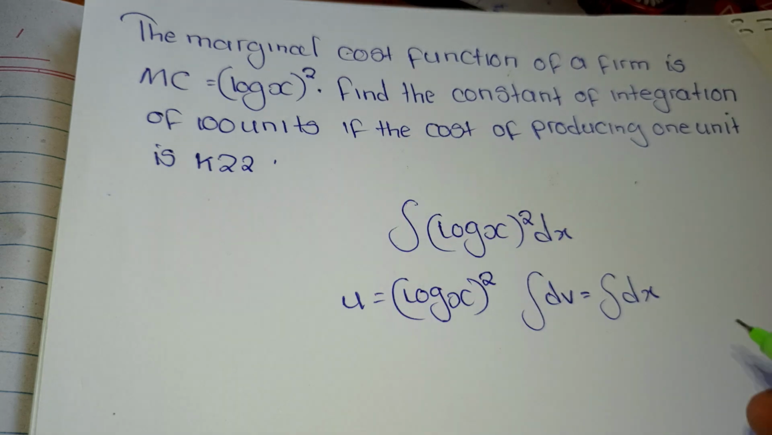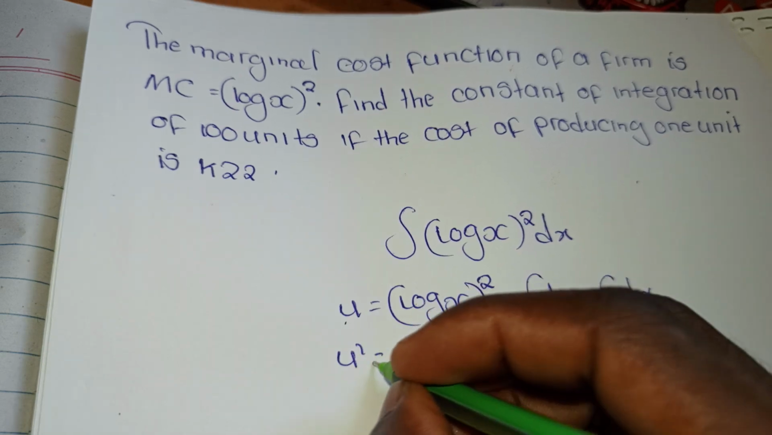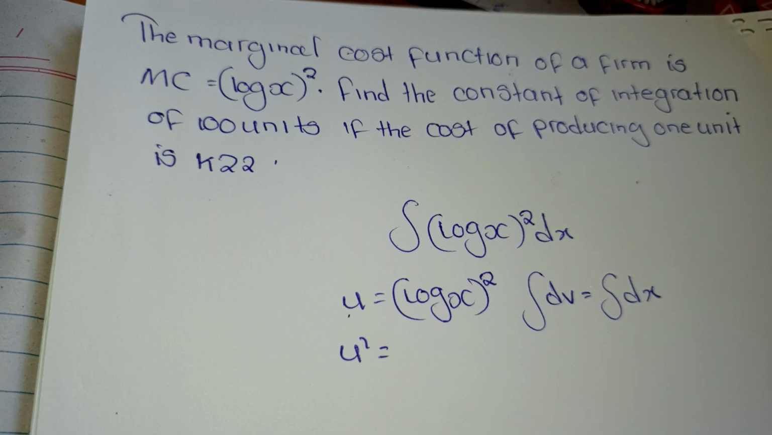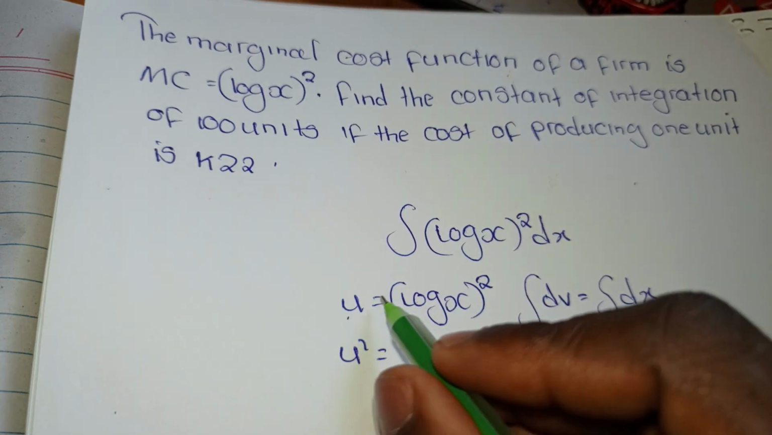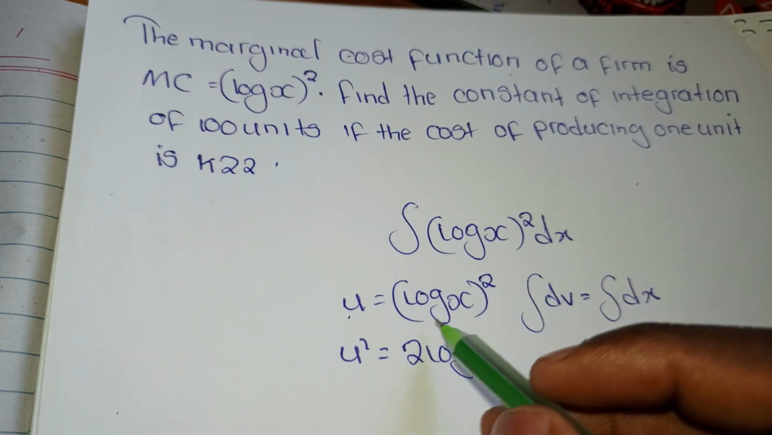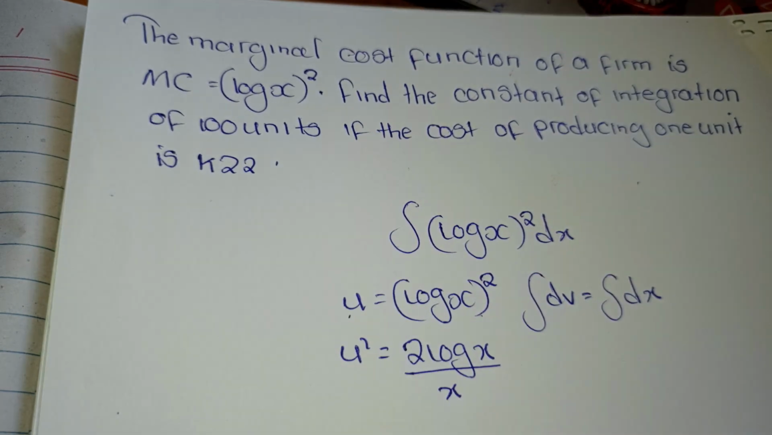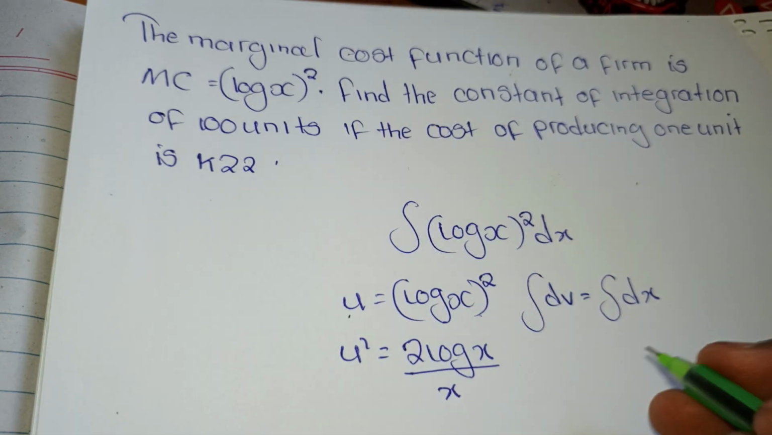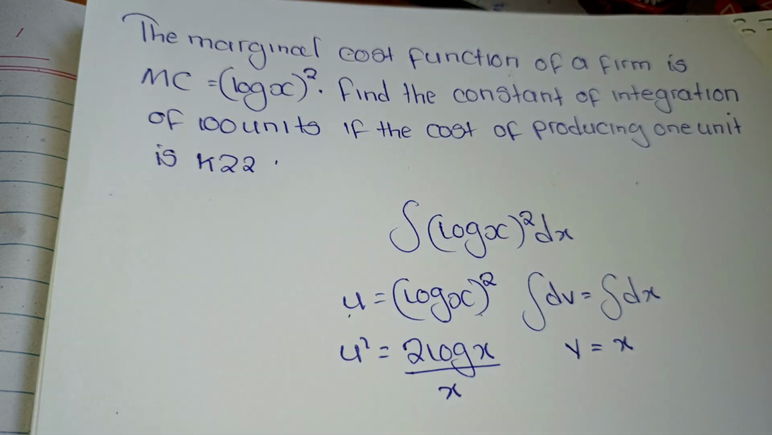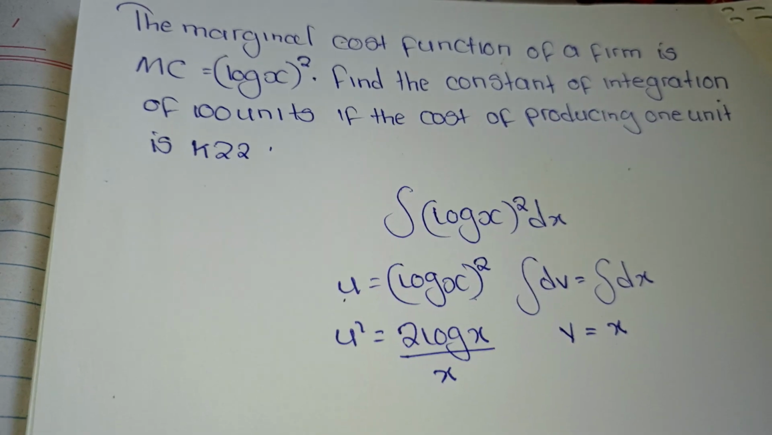For you to come up with the derivative of (log x) squared, you will use both the product rule together with the chain rule, where 2 times the 1 gives 2 log x. And the derivative of log x is 1 over x. Then the integral of dv is v, remember there is always a coefficient 1, and the integral of that coefficient 1 is equal to x.